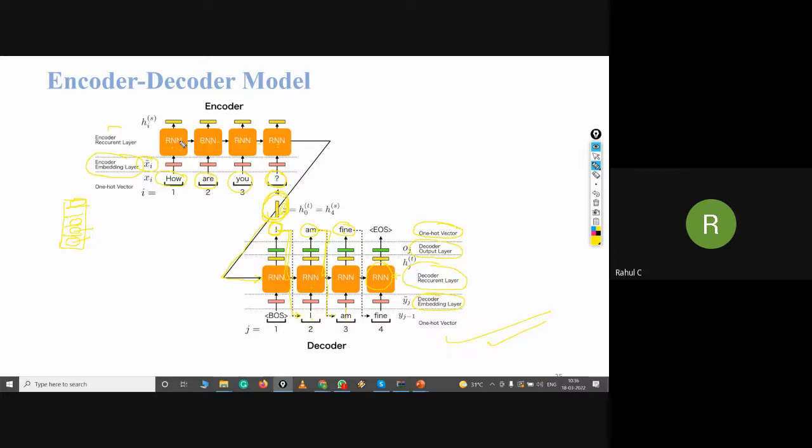Whatever may be your architecture, you can go for LSTM, RNN, whatever it may be. If the data is very high, you can go for LSTM. Why are you going for RNN? This can be easily replaced by LSTM.